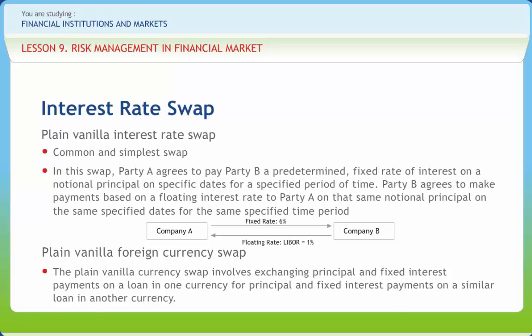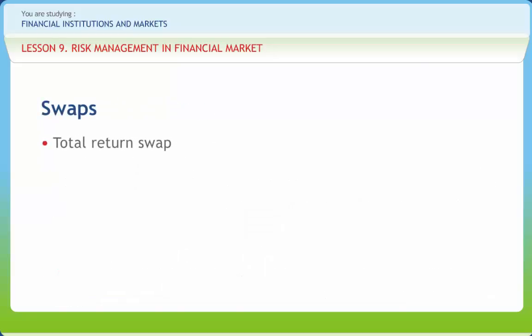Total return swap is a swap in which Party A pays the total return of an asset and Party B makes periodic interest payments. The total return is the capital gain or loss plus any interest or dividend payments. Total return swap is also known as total rate of return swap or TRORS. An equity swap is a special type of total return swap where the underlying asset is a stock, a basket of stocks, or a stock index.